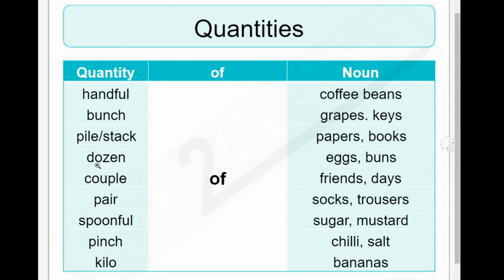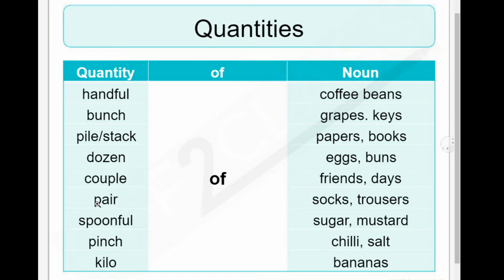A dozen of eggs or buns. Please repeat. A dozen of eggs or buns. A couple of friends or days. Please repeat. A couple of friends or days.